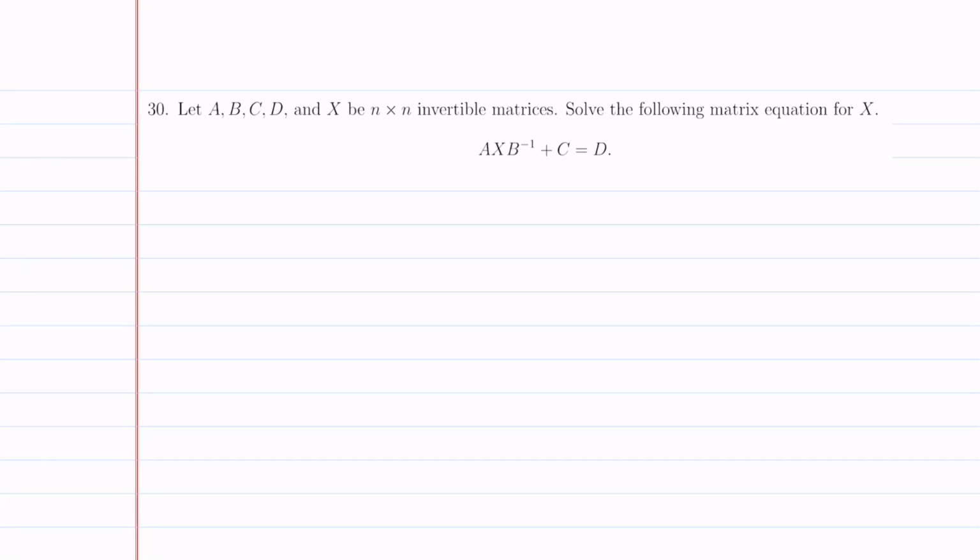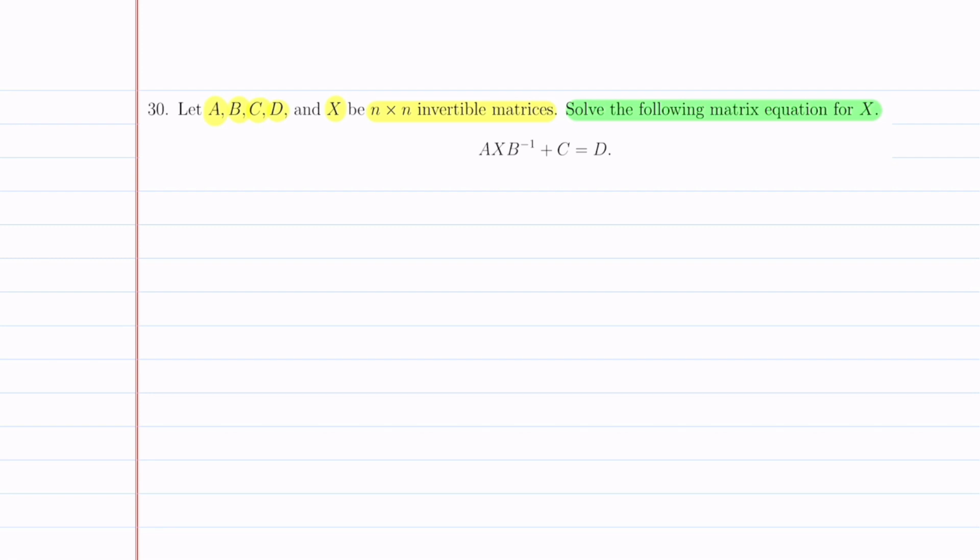In this problem, we're given a lot of matrices. We are given A, B, C, D, and X, and we are told that they are n by n invertible matrices. What we're asked to do is to solve the following matrix equation for X.